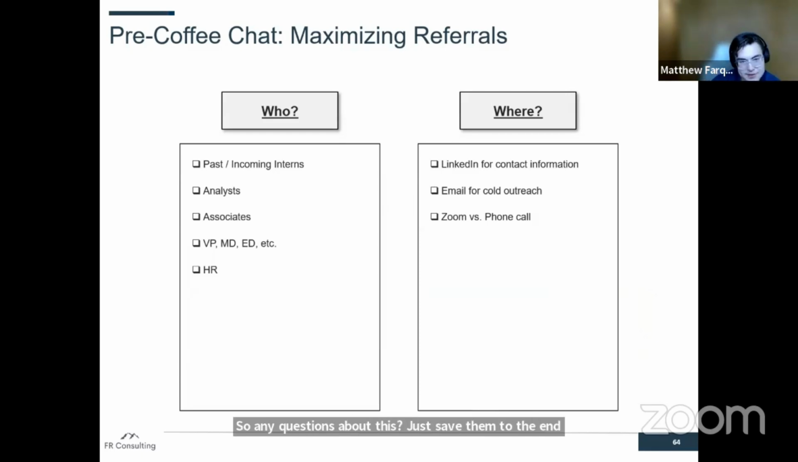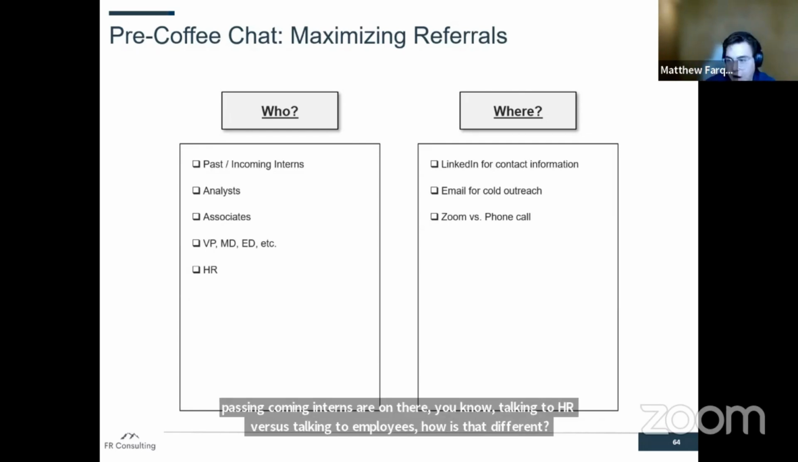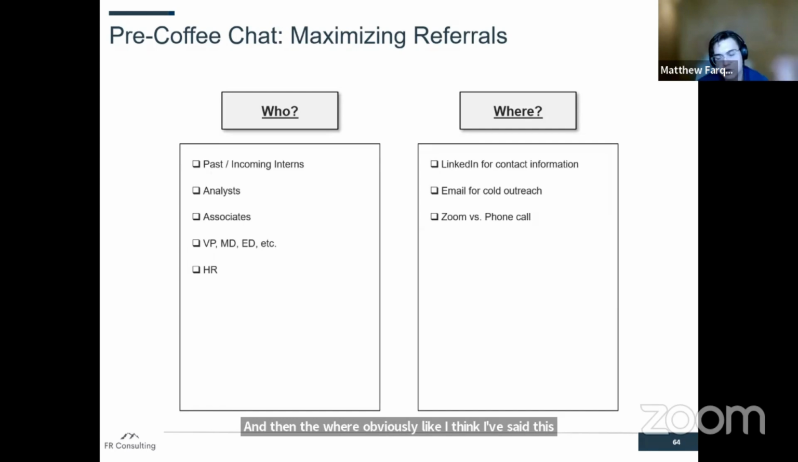The who, I can explain the exact differences between reaching out, who you should start with, why past and coming interns are on there, and talking to HR versus talking to employees, how is that different? And then the where, like I've said multiple times, always email, and grab information through LinkedIn. Zoom or phone call doesn't really matter, but remember that at the end of the day, Zoom is not always better. Sometimes the other person also doesn't want to be on camera.